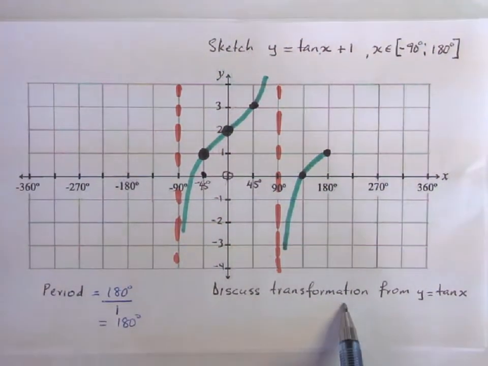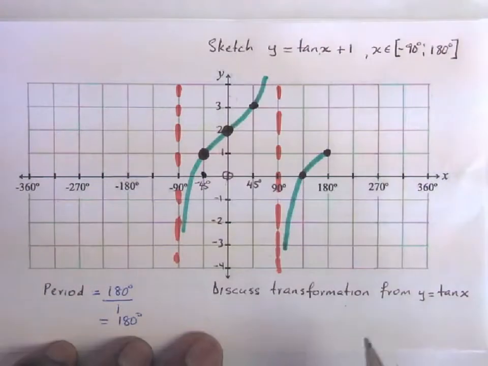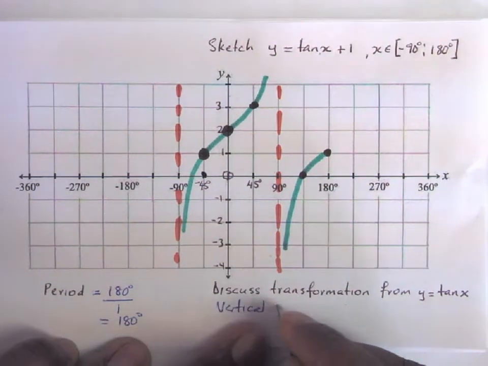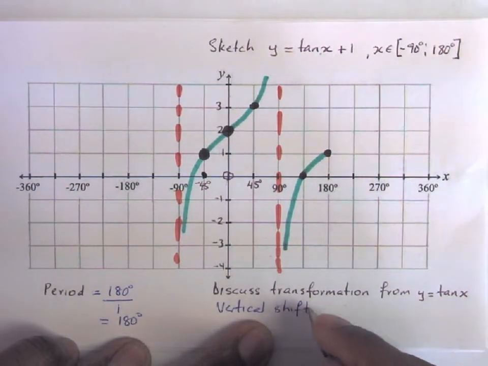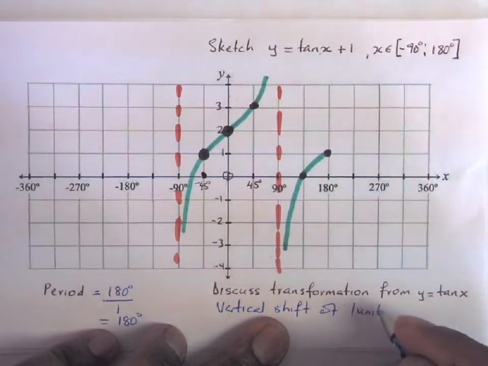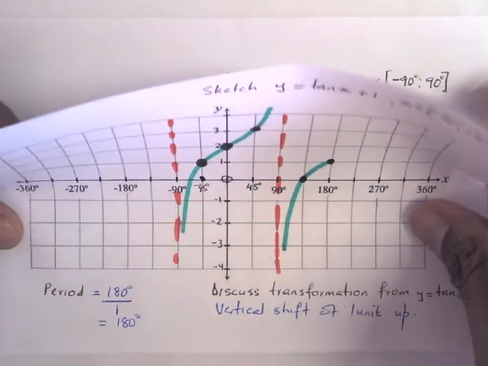Next, discuss the transformation from y equals tan x. You can see the graph has been moved up by 1 unit, so we say it's a vertical shift of 1 unit up. Done. Let's look at another example.